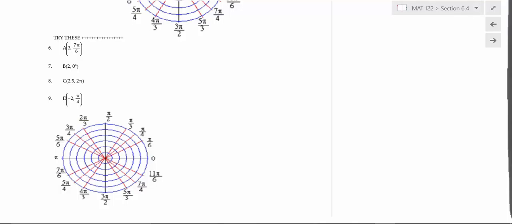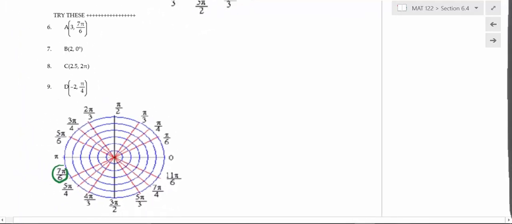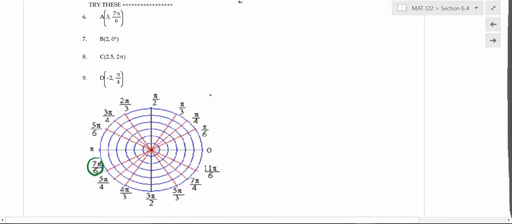problems. Okay, so here's what you should have done. First of all, you want to locate 7 pi over 6. So 7 pi over 6 is here. You have a positive radius, so that means you're going to go 1. Boy, and I need to zoom in on this just a little bit so I can see it a little better. Okay. So what I'm going to do is go there, and then I'm going to go out 1, 2, 3, and put my dot there.